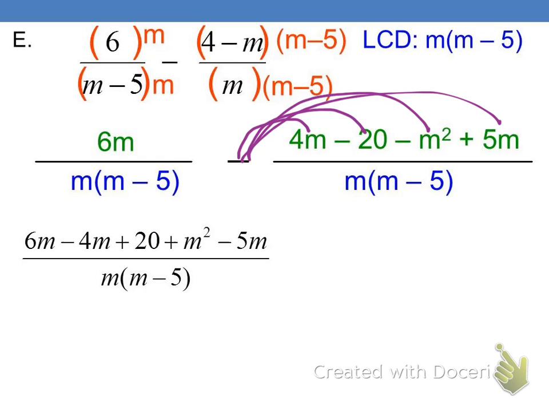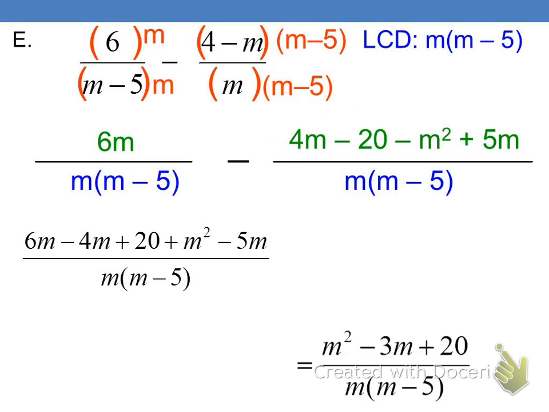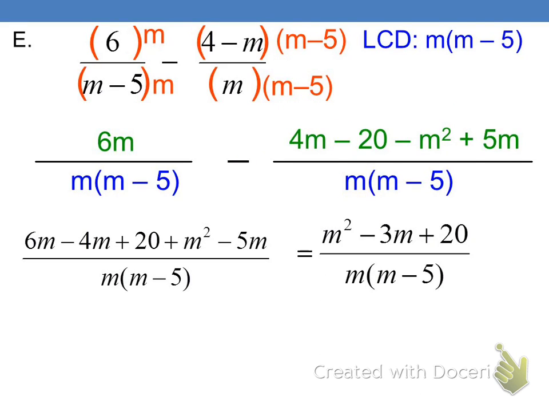Now you can combine all your like terms in one step. We have 6M minus 4M, that's 2M. And 2M minus 5M is what? Negative 3M. And I'm going to write this in descending order for my exponents. So I'm going to go M squared minus 3M plus 20 over m times m minus 5. The reason I did that is now this is in that form where I can do the MA method.